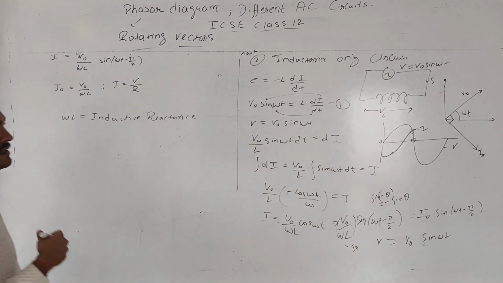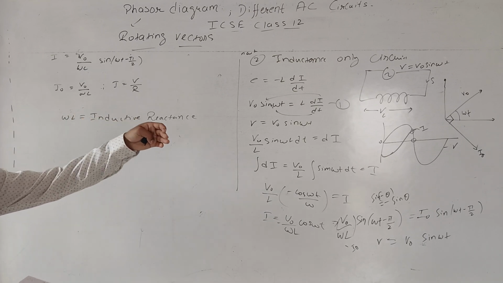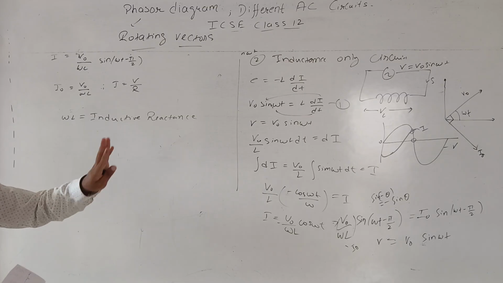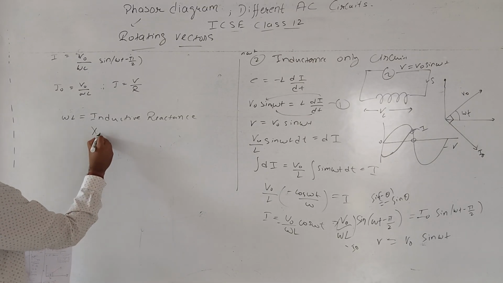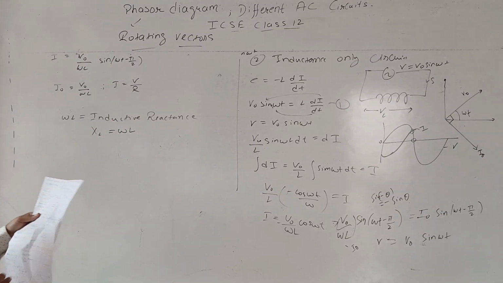This is not resistance, this is the reactance. Reactance is similar to resistance. It is also the obstruction to the path of the current, but this is not a resistance, this is an inductive reactance. We call it XL. Inductive reactance is XL, which is equal to omega L.